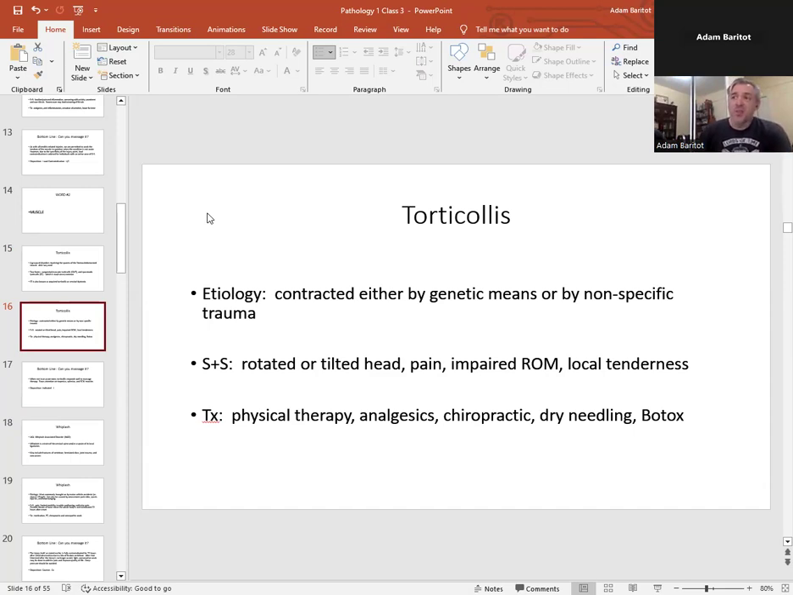Signs and symptoms associated with that are due to that excess activity: rotated or tilted head, along with pain, impaired range of motion, or local tenderness.